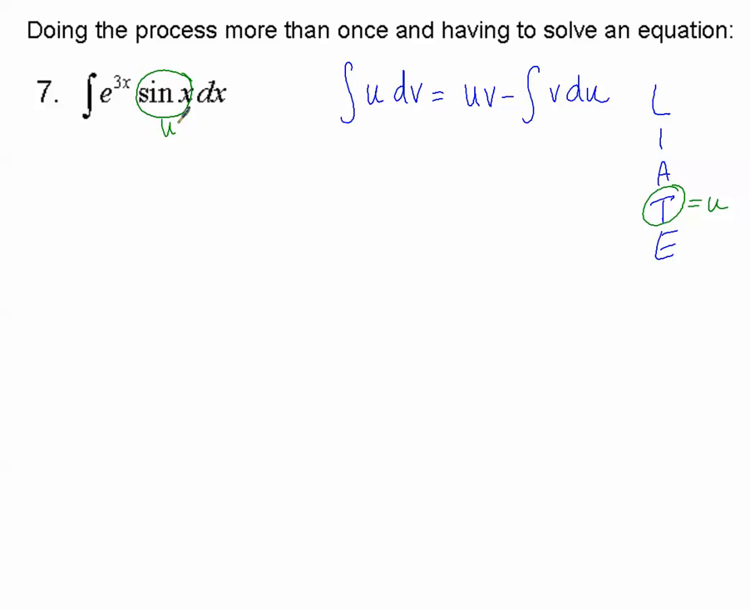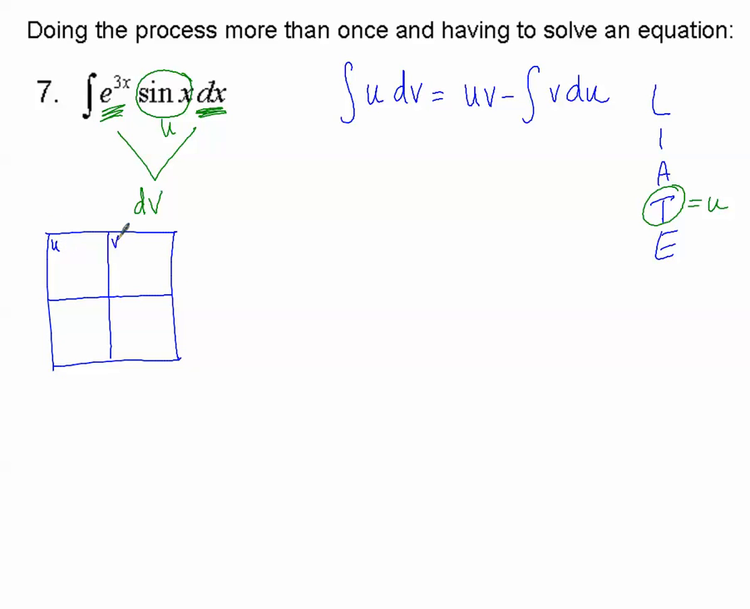So u is sine x. That means everything else will be dv. So I make my box with the 4 quadrants, u, v, du, dv. Let's put our u, sine of x. Everything else is dv, e to the 3x dx. To go from u to du, derivative. To go from dv to v, antiderivative, e to the 3x over 3.